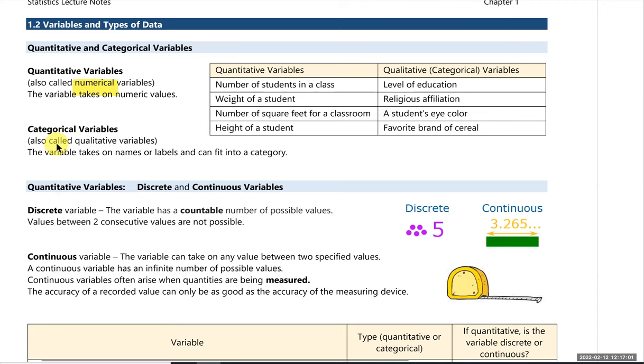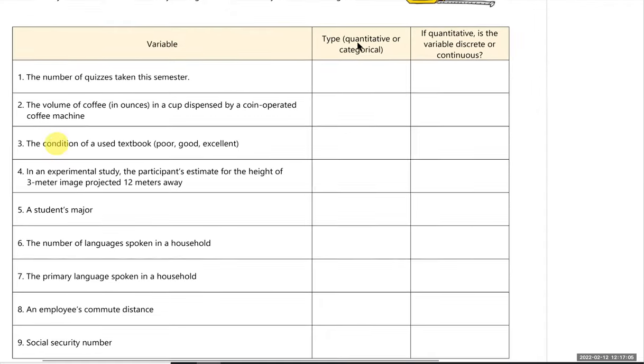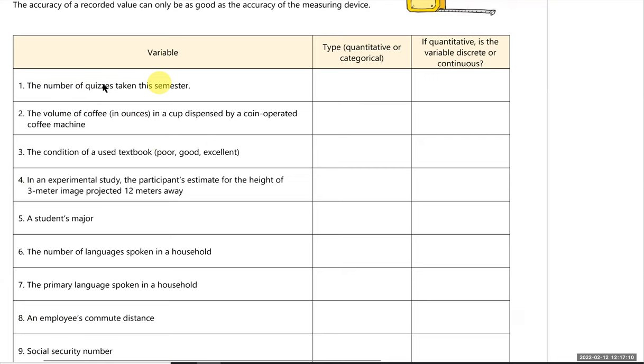Before I go further, I just want to go through these examples and indicate if it's a quantity or a category. If we were studying the number of quizzes taken this semester, that's a number, quantitative. This will be pretty simple, you guys. Numbers are quantities. I'll abbreviate later, but for the first one, quantitative. And then I'll just write Q after this. And the volume of coffee in ounces in a cup dispensed by a coin-operated coffee machine. Quantitative, a number. Sometimes there's more than you need in the sentence. This word volume is a number. All that other stuff is fluff here in terms of what's the type of variable. Volume of anything would be a number. So we'll just write Q now for quantitative.